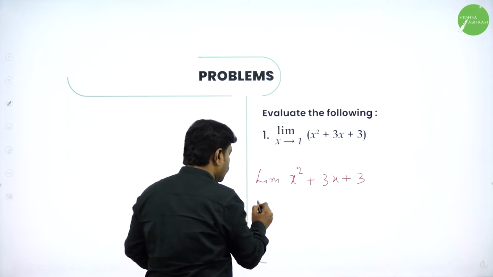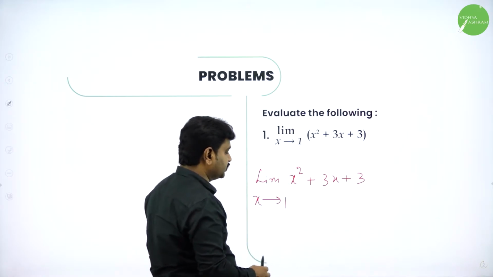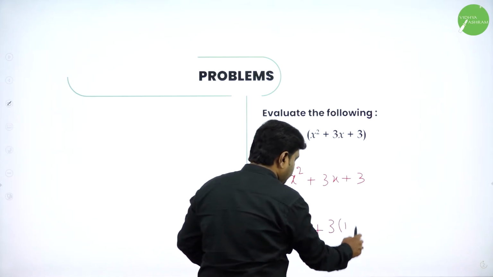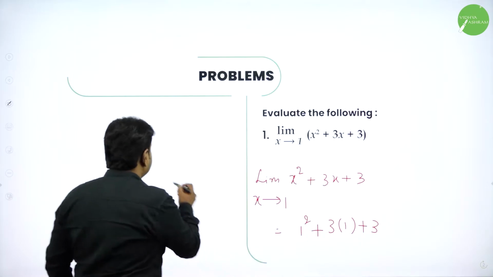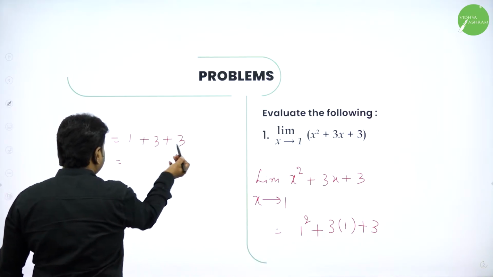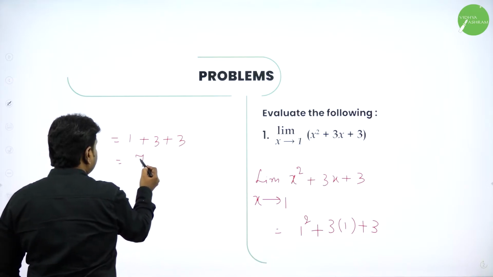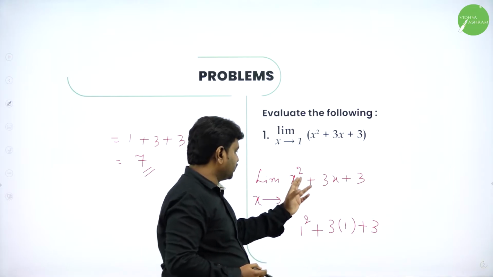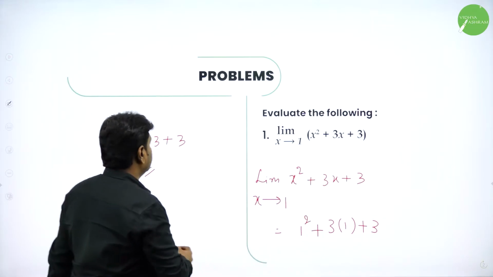Limit x is tending to what? 1. It's a polynomial function. So now in the place of x, put what? 1. It will become 1 square plus 3 into 1 plus 3. That is 1 square is 1 plus 3 plus 3. That is 3 plus 3, 6, 6 plus 1, 7. So this is the limit, x square plus 3x plus 3. In the place of x, put 1. You will get the answer.